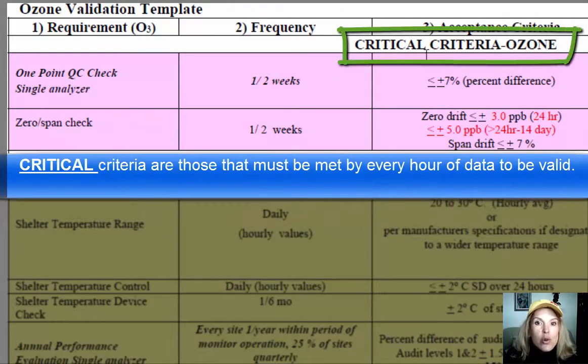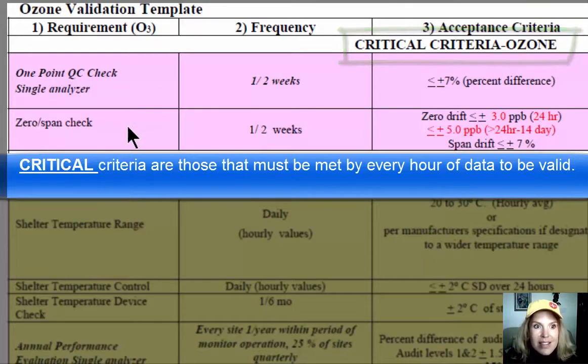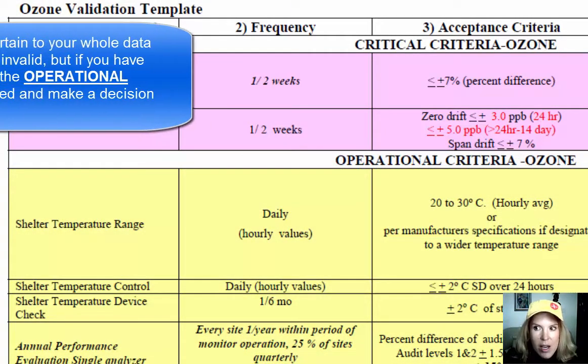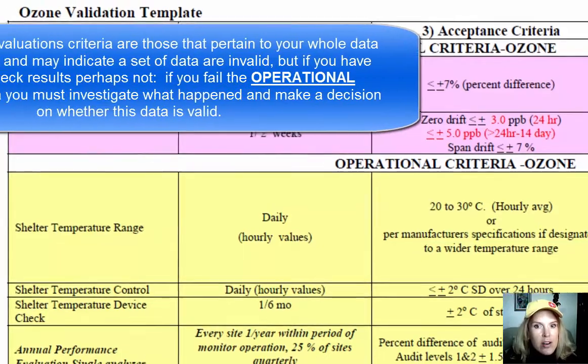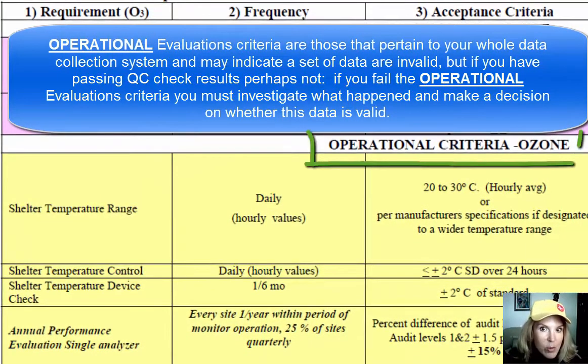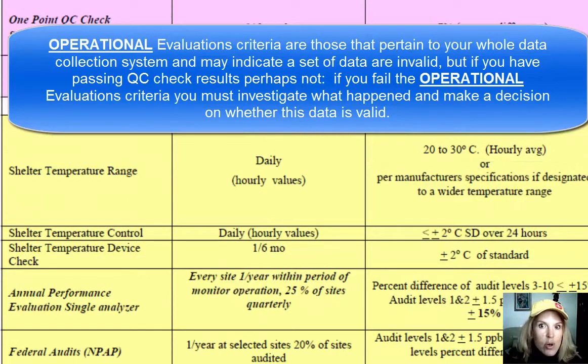There are 3 types of criteria. They include the critical criteria, which, for example, for ozone only include 2, that the 1-point QC check, done at least once every 2 weeks, and the zero span check meets these requirements for that particular record to be valid. Then there are the operational criteria, which are those criteria that, if you fail, might mean that you have a problem somewhere with your equipment or with your system in terms of your shelter.